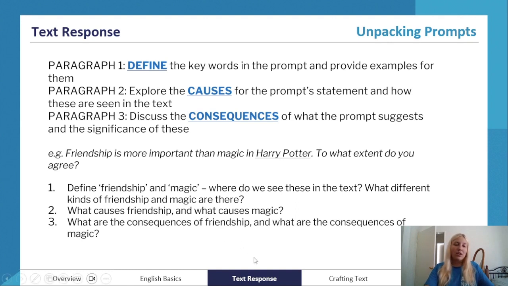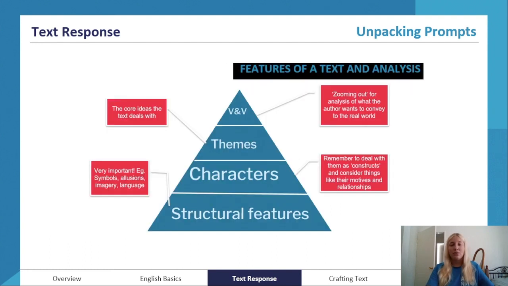The second argument and body paragraph maybe writing about what causes friendship and what causes magic. What are the reasons that friendship occurs? What are the reasons we see magic? Basically, characters using those. And what are the consequences of friendship? And what are the consequences of magic, positive or negative? And what kind? Do they vary across characters? All ideas that you could use to phrase a topic sentence.